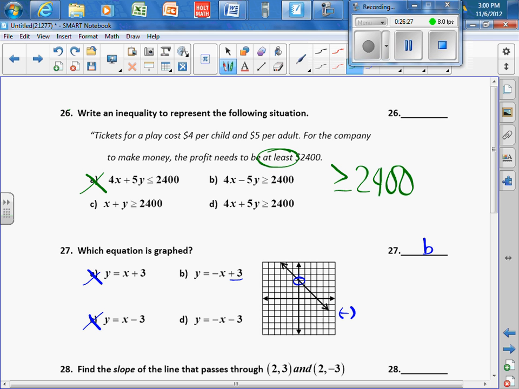Now, it's $4 per child and $5 per adult. That per means we're going to be multiplying. Remember how per means the slope? We take that number times the x. So we're going to be taking 4 times x and then 5 times something else. Let's call it 5 times y. And we get D, 4x plus 5y is greater than or equal to 2,400.